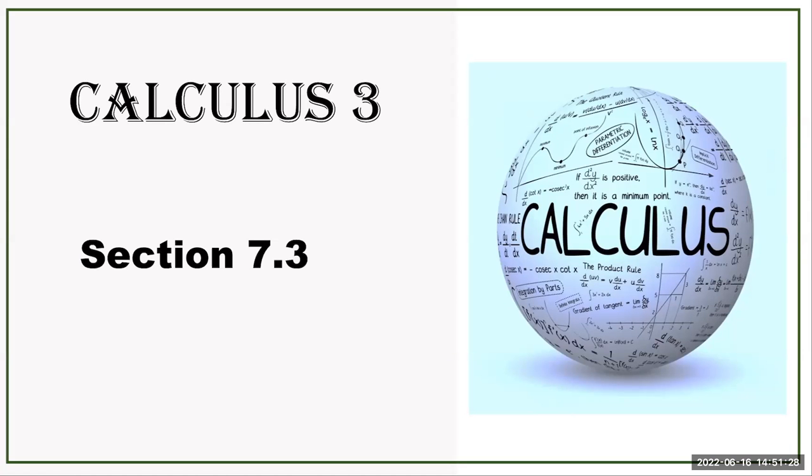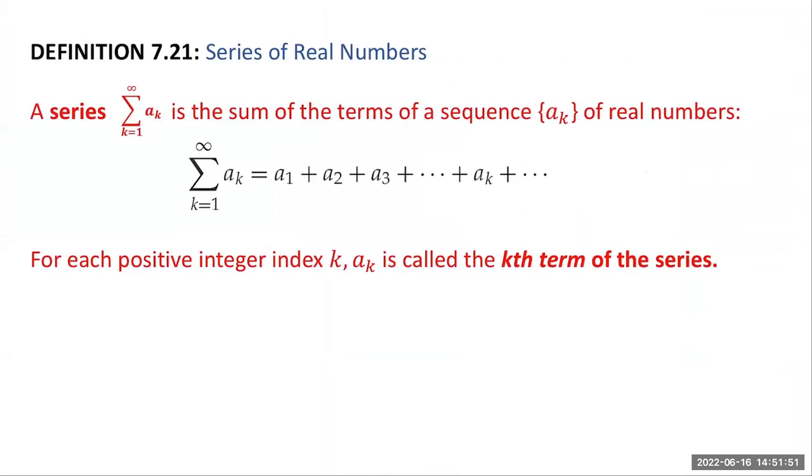In this video, we will be going over section 7.3. The title of section 7.3 is adding up sequences to get series. Basically, in this section, we will formally be defining a series, and we'll be going over various types of series and some arithmetic that we can do with series.